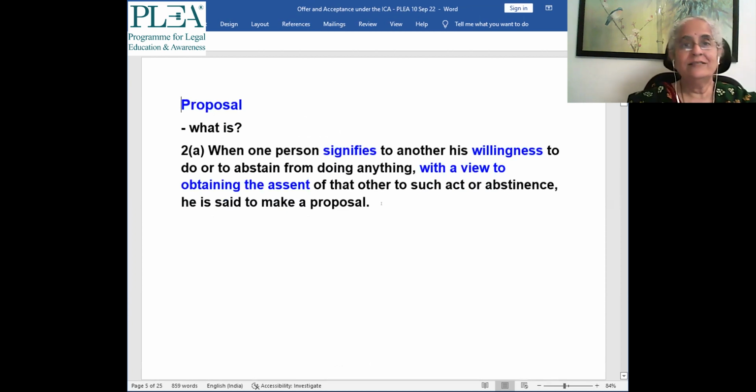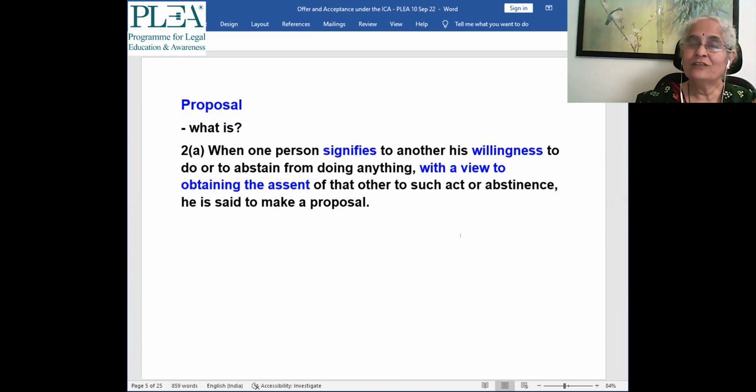So now let us see what is a proposal. It is very important to read this definition. When one person signifies to another his willingness to do or to abstain from doing anything with a view to obtaining the assent of that other to such act or abstinence, he is said to make a proposal.